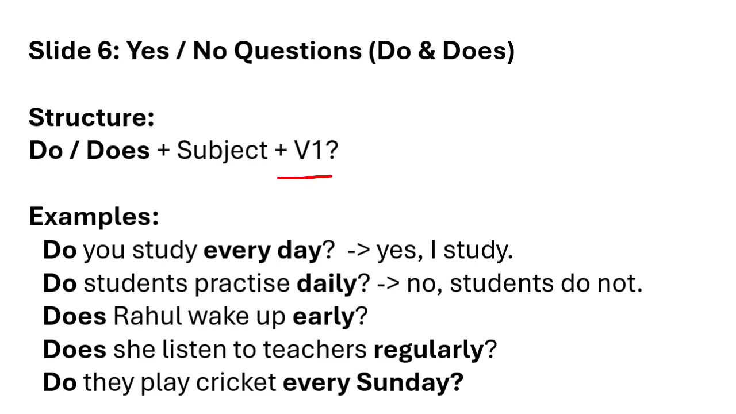So first example, do you study every day? Here I use do. The reason is the subject is you, right? Whenever the subject is you, we use do. Now this is a yes-no type question, because we can answer this question with yes or no. If I ask you, do you study every day? You can say yes, I study every day, or you can say no, I do not study every day. There is no third answer possible. So that is the reason these are yes-no type questions.